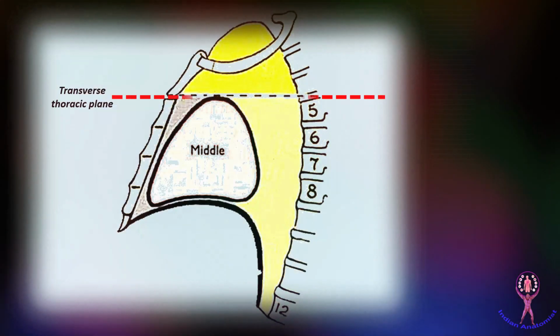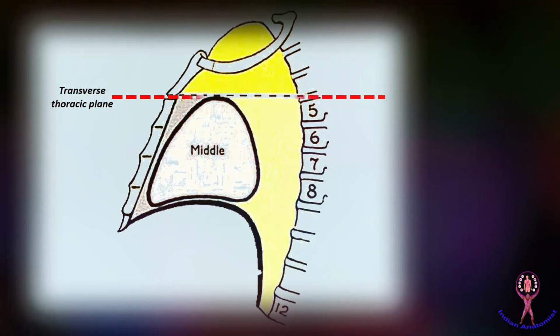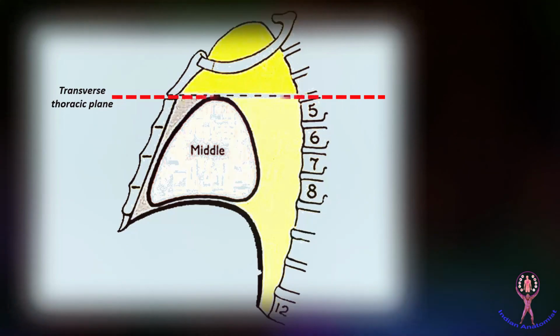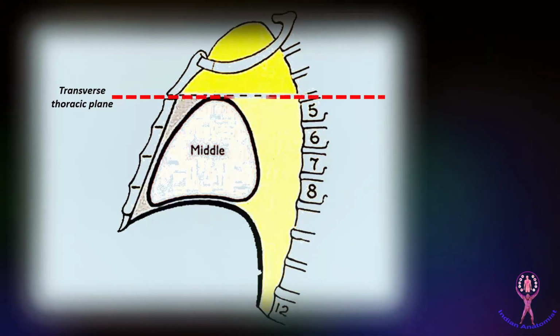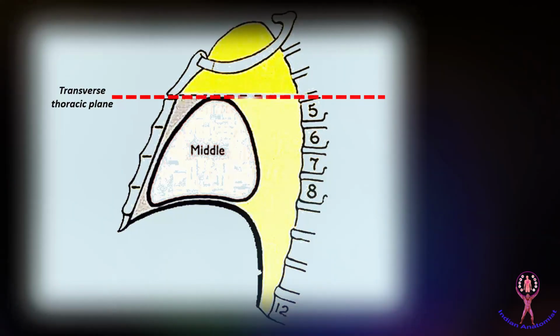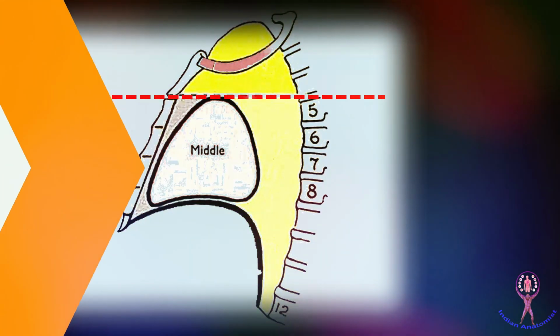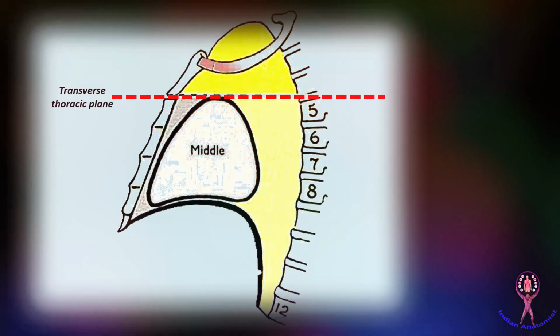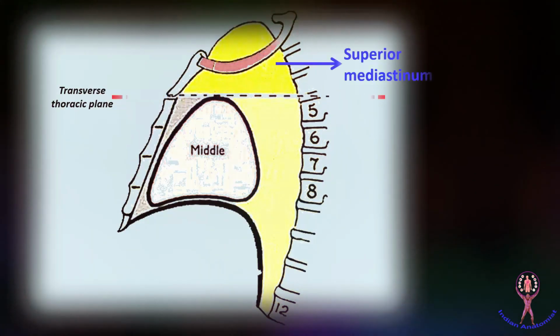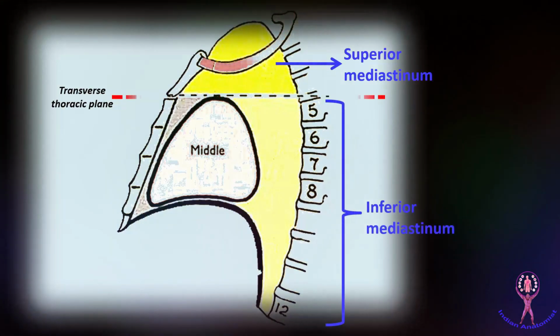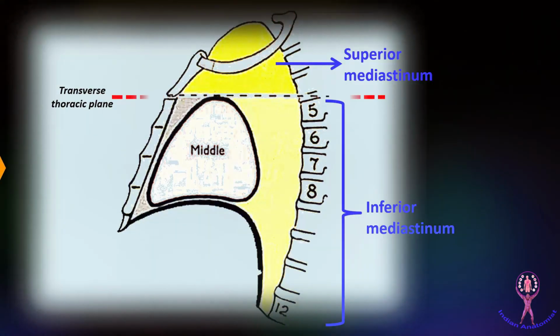Dear students, now coming back to mediastinum. The mediastinum is further divided into superior and inferior mediastinum by an imaginary transverse thoracic plane that passes in front, or anteriorly, at sternal angle, and posteriorly at intervertebral disc between 4th and 5th thoracic vertebrae.